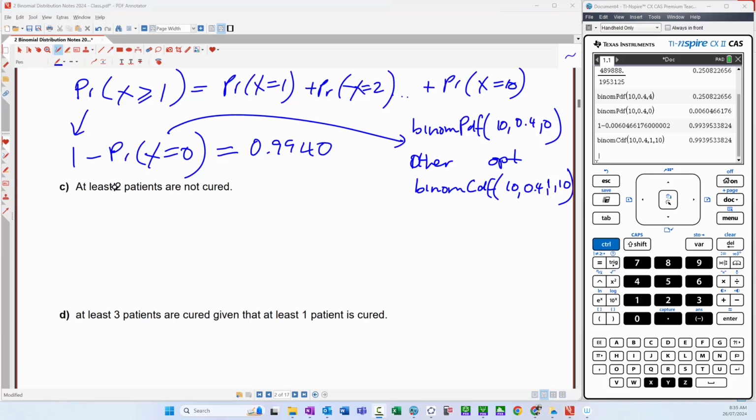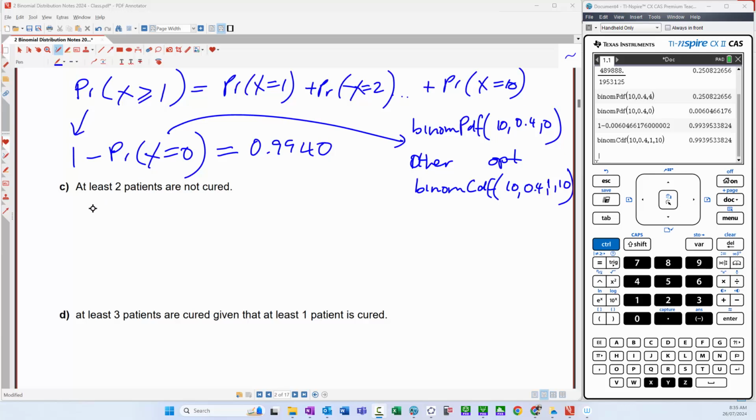Okay, at least 2 patients are not cured. So I find these ones a little bit tricky, and one way to get around the wording, because what I think about is at least 2 patients are not cured. That means at most 8 patients are cured. But then I get confused with the less than and the less than or equal to's.